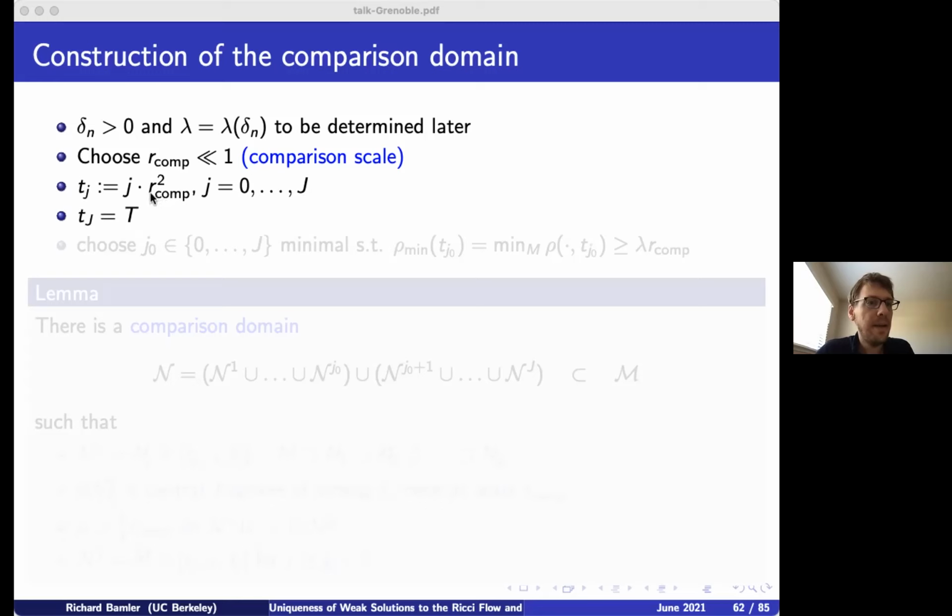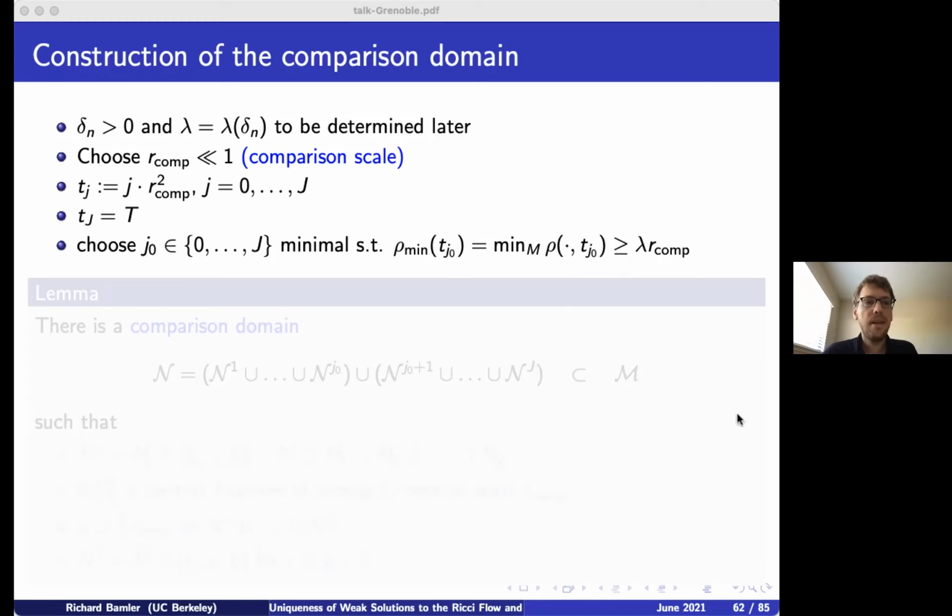So later I may choose R-comp smaller and smaller, and that will cause j to go to infinity, of course. Maybe I will always want to keep t fixed. And then I will choose some j naught in the subset, minimal, such that this inequality is satisfied. So I want to choose the first j naught such that rho min at time t_j naught is bigger than lambda times R-comp. The first time the solution is somehow not so singular anymore.